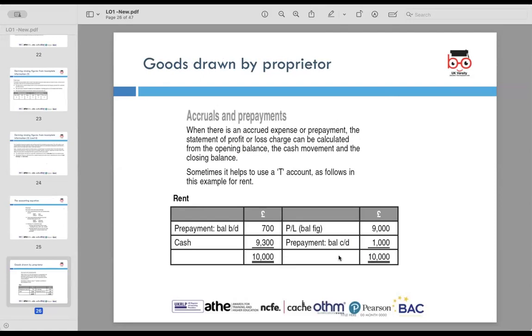Goods drawn by a proprietor and accruals and prepayments. In accounting, understanding how to handle goods drawn by the proprietors and managing accruals and prepayments are important for accurate financial reporting and decision making. Basically, accruals and prepayments are accounting adjustments made to ensure that expenses and revenues are recognized in the correct accounting period, irrespective of when cash transactions occur.